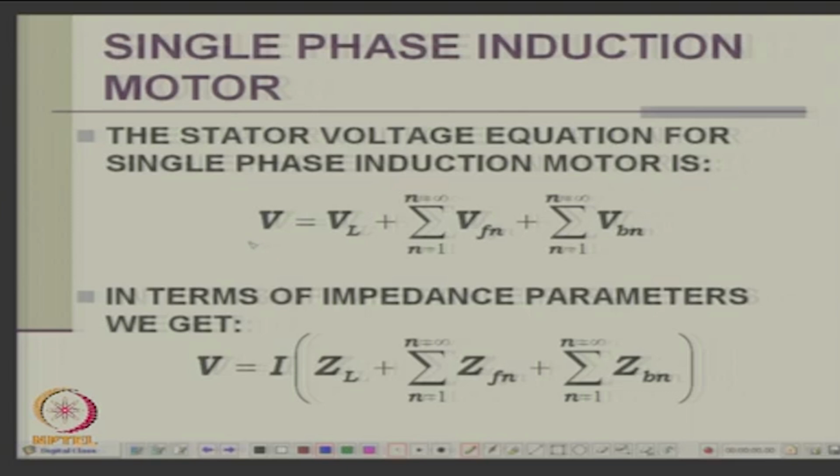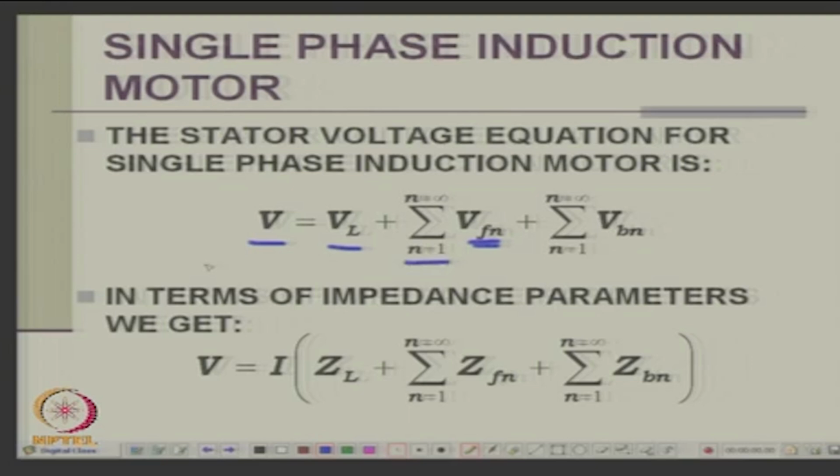Therefore, we can write that voltage induced will be VL, that is due to leakage reactance, voltage induced in the winding due to its own resistance and leakage reactance. Okay. Then it will be a voltage due to all forward fields, n equal to 1 to infinity, and voltage due to all backward fields, n equal to 1 to infinity. Okay. Are you clear with this step?